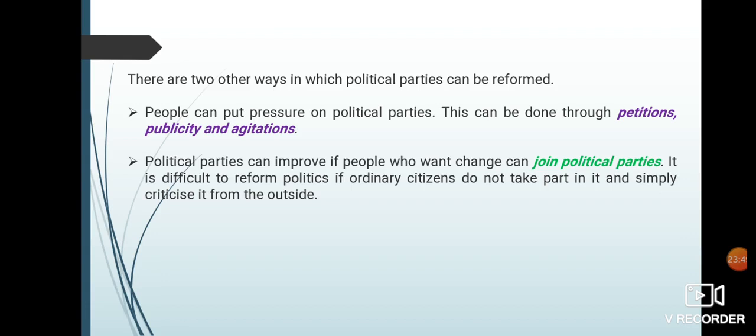And there are 2 other ways in which the political parties can be reformed. People can put pressure on the political parties. This can be done through petitions, publicity, and agitations. And the political parties can improve if people who want change join the political parties. It is difficult to reform parties if ordinary citizens do not take part in it and simply criticize it from outside. So, the participation of the people is a must.